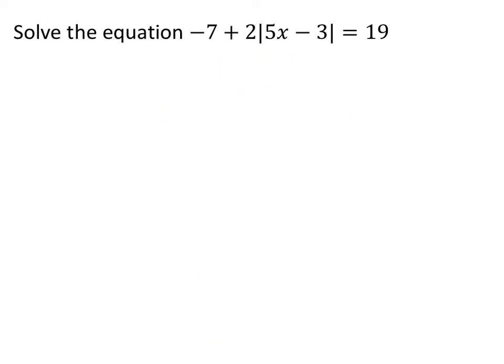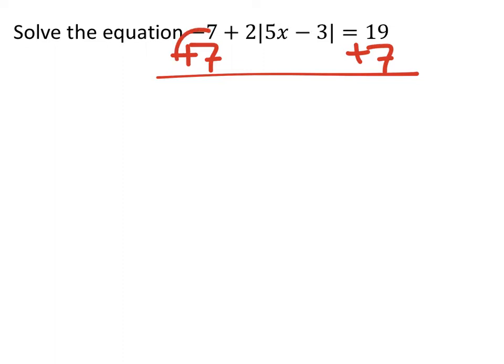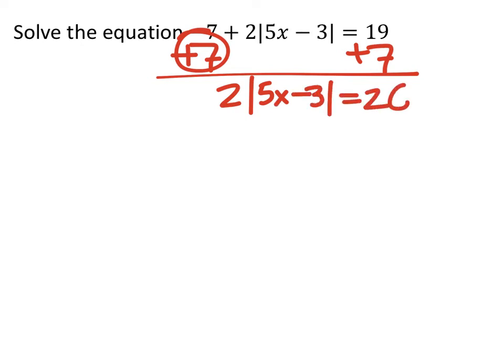Same idea, okay? So if you guys are getting tired of it, hopefully it's just kind of clicking for you guys at least. So yeah, add 7 to both sides, right? That zeroes this out. So we got 2 times the absolute value of 5x minus 3 equals 26. And yeah, we'll get rid of that 2.